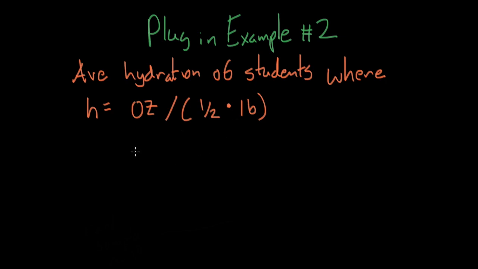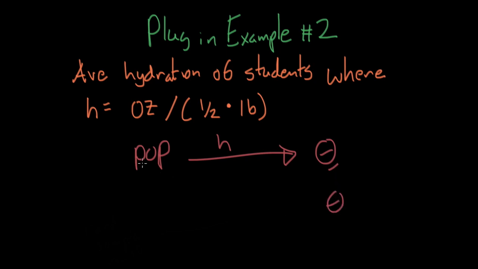So let's write the question out. We have a population. The population is all of the students in the school. And we are looking to find the hydration, H, of all of the students, which we will call theta. Unfortunately, getting theta is very, very, very hard. The reason why is because you have to survey every single person in the entire school.